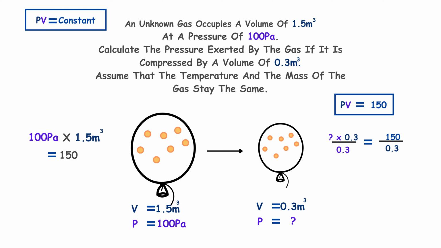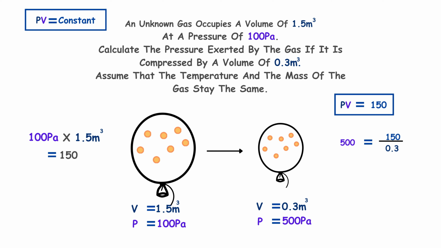We multiply 100 pascals by 1.5 cubic meters, which gives us a constant value of 150. Now, in the new situation, the pressure multiplied by 0.3 cubic meters must also equal 150, so we divide 150 by 0.3 to find that the new pressure must be 500 pascals. This tells us that compressing the gas into a smaller space caused the pressure to rise to 5 times its original value.